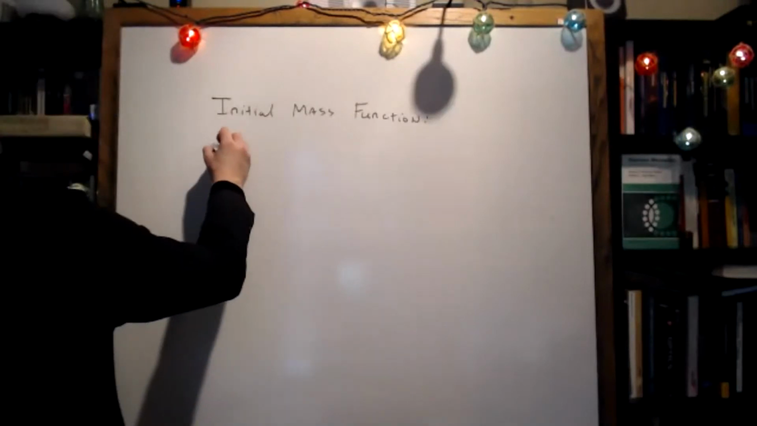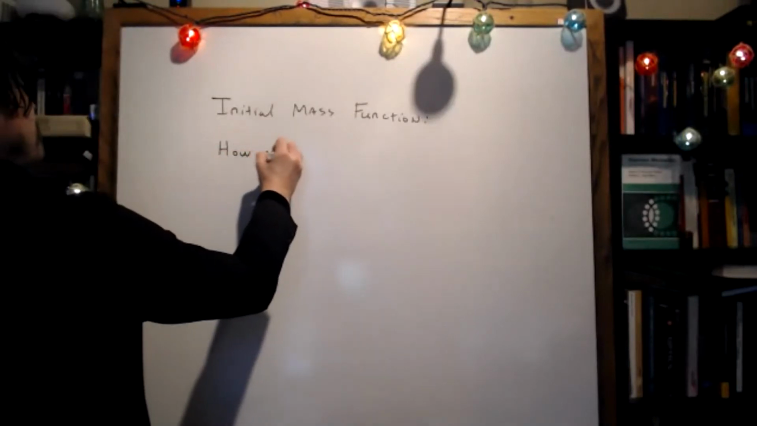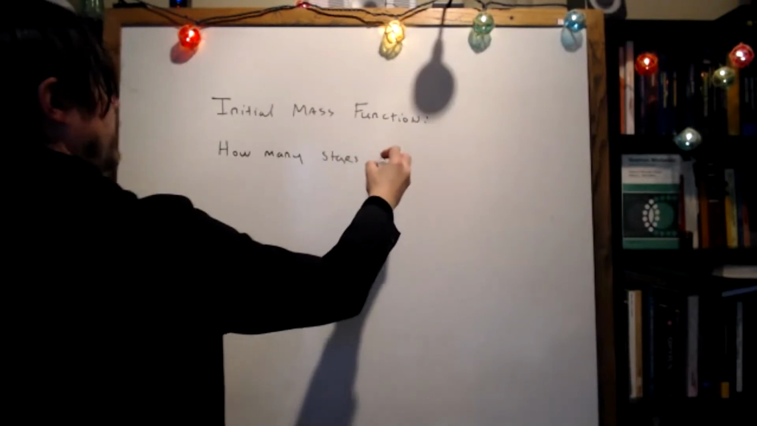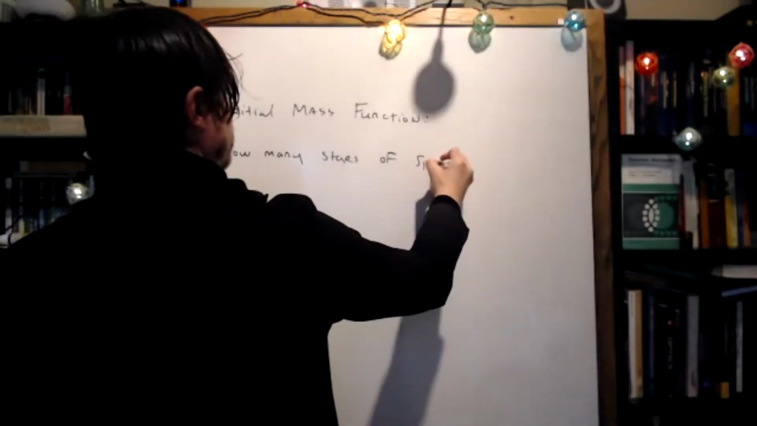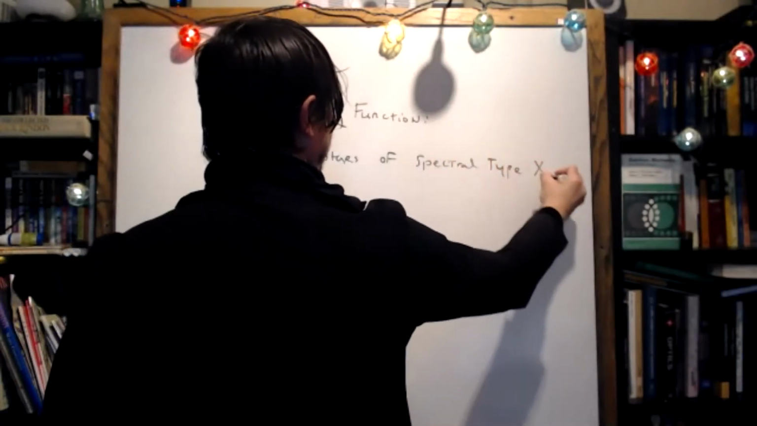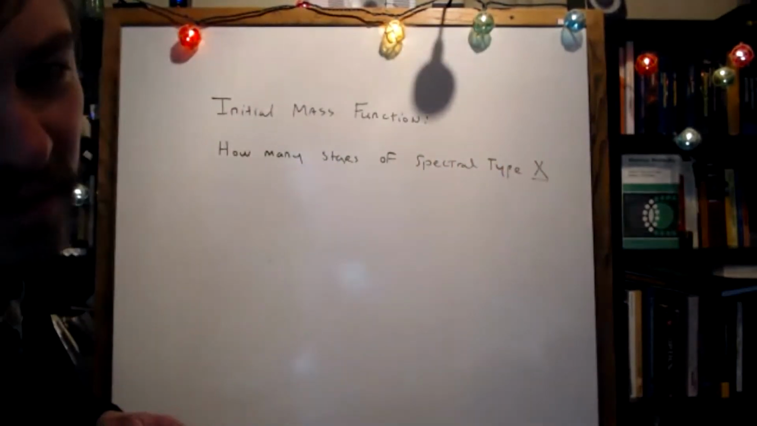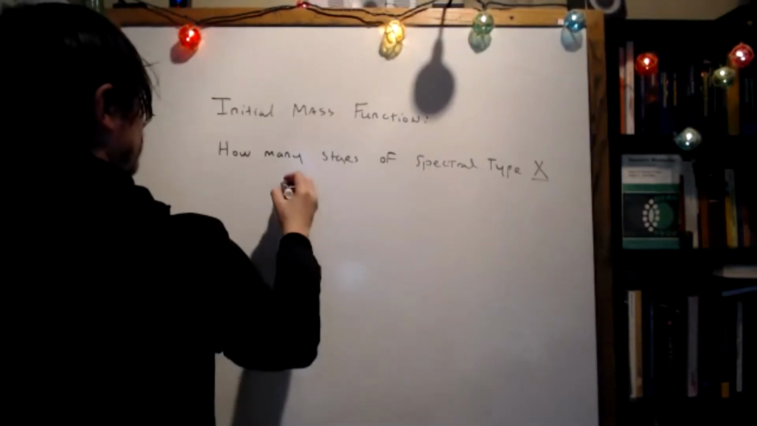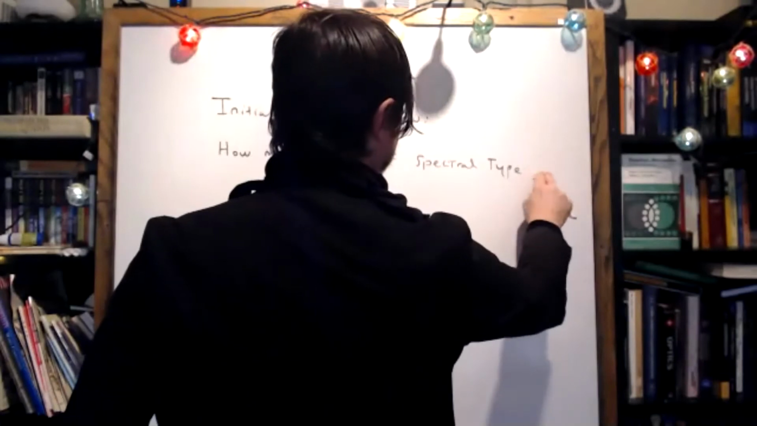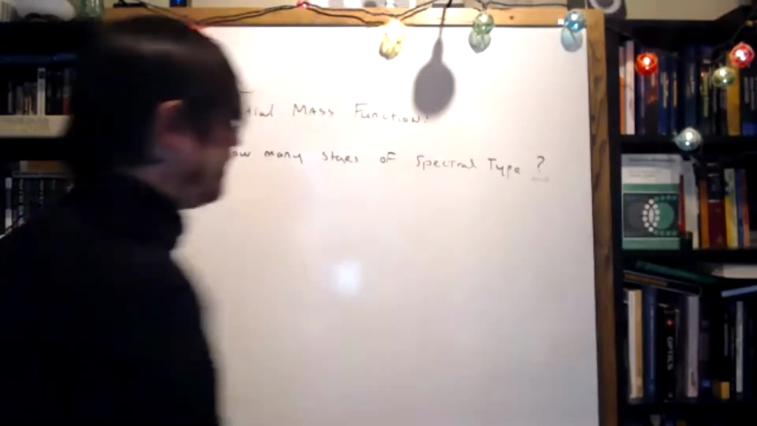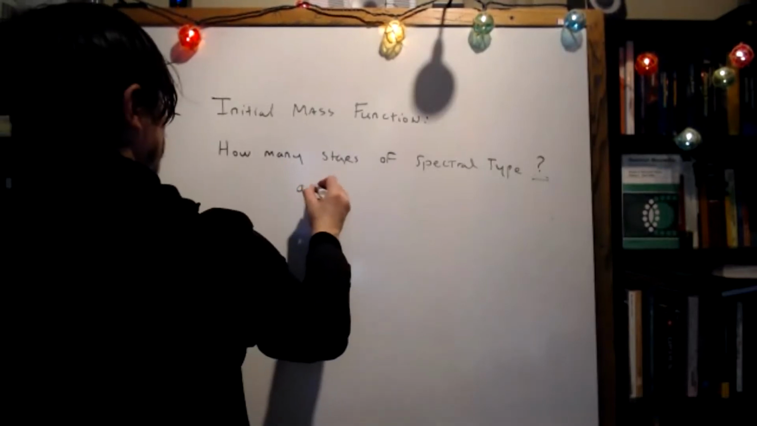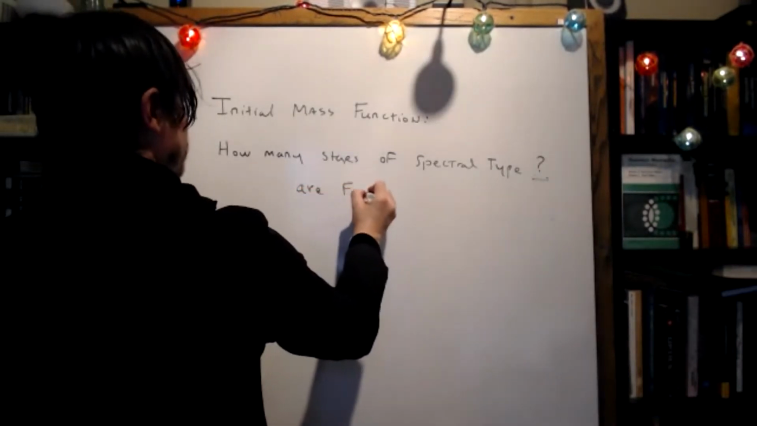It asks how many stars of spectral type X, it could be O, B, A, F, G, K, M. Oh, be a fine girl, kiss me. Let's say, I don't want to be confusing here with the letters. How many stars of spectral type question mark are formed each year?